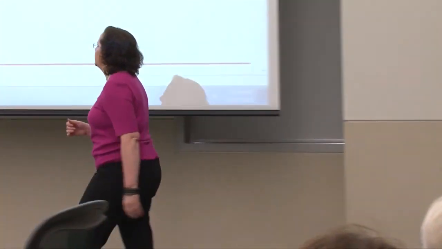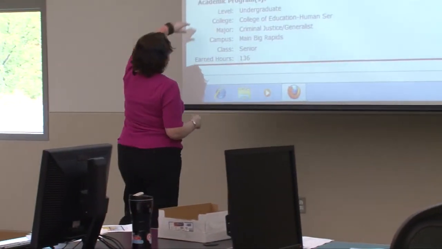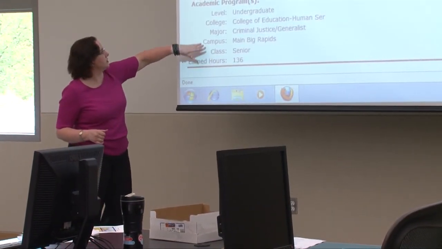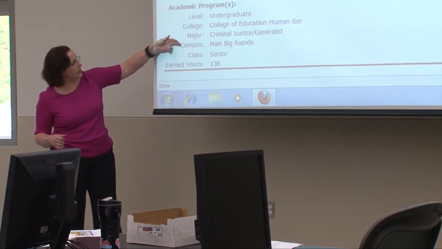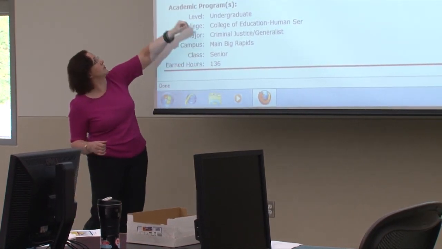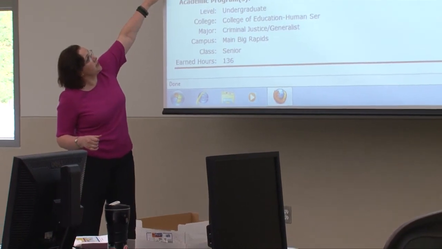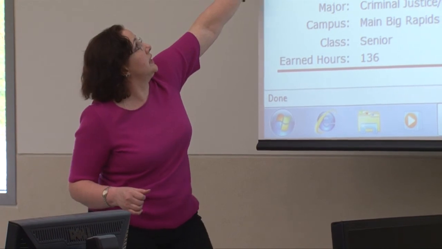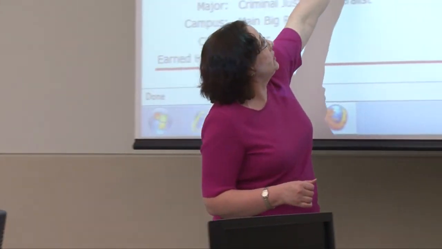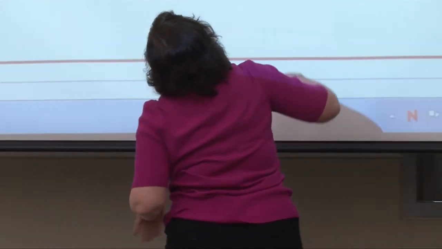Okay. Advisee registration status, basically what this is going to tell you is what the academic programs are for this particular student. It's going to tell you the level, the college, the major, the campus, the class, how many earned hours the student has, but it's also going to tell you who the academic advisors are. It's going to let you know who the primary is, who the minor advisor is, who the secondary advisor is.